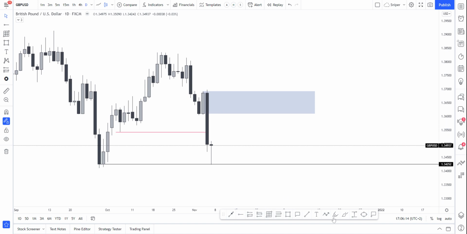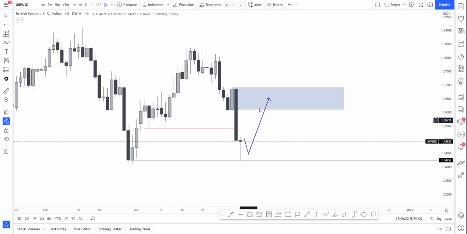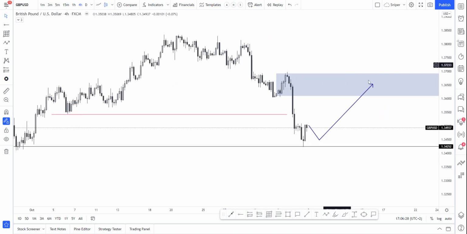So early on in the week, I am bullish. We could potentially see this gap filled a bit, so price moving down a bit, and then moving towards the upside. So this is early on in the week my target for price to reach this area. So let's jump to the 4 hour and see how that translates.